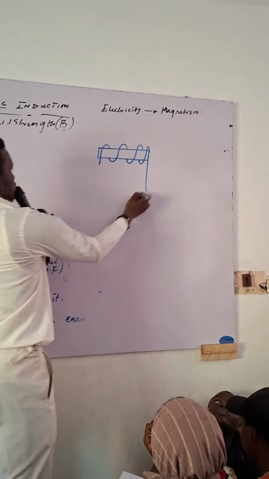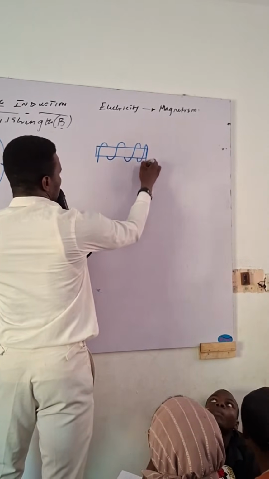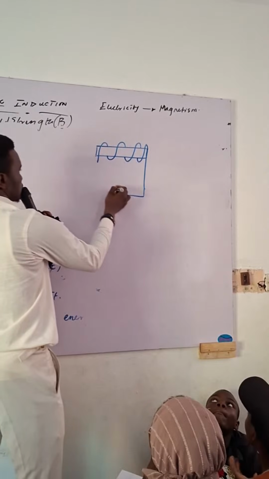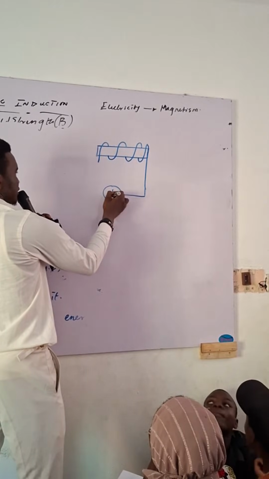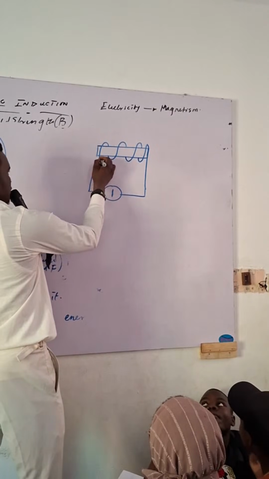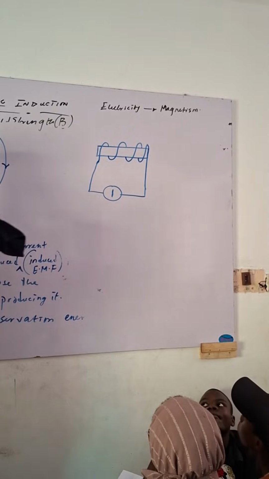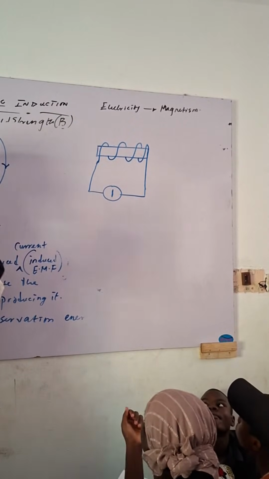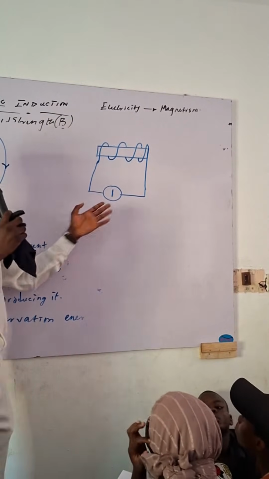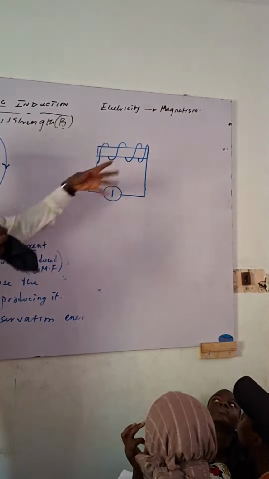I'm probably just going to do one. Then I have a galvanometer. I'm not even going to do one. You are going to do the rest. So there's a galvanometer here. What does the galvanometer do? To detect current. So which means there is no battery here.